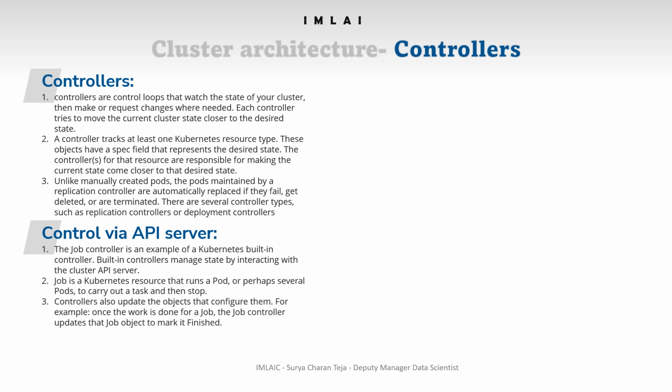After you create a new job, the desired state is for the job to be completed. The job controller makes the current state for the job nearer to your desired state, creating pods that do the work you wanted for the job, so that the job is closer to completion. Controllers also update the objects that configure them. For example, once the work is done for a job, the job controller updates that job object to mark it finished.